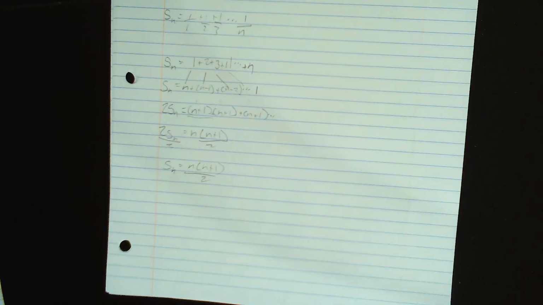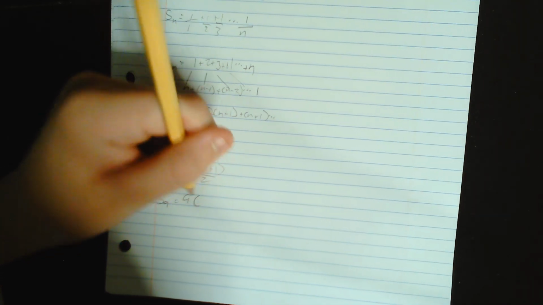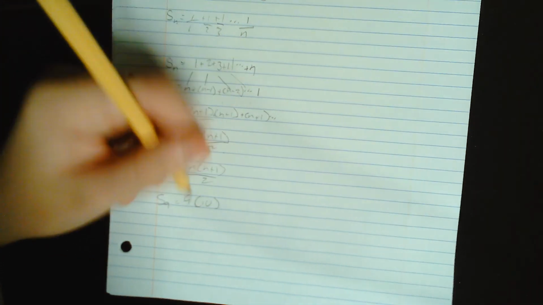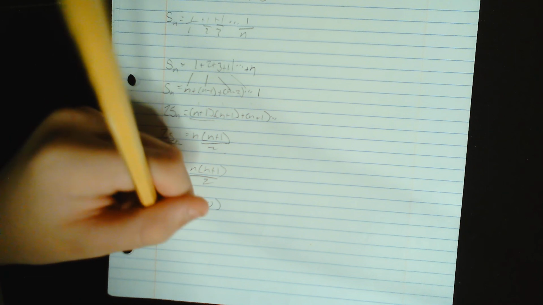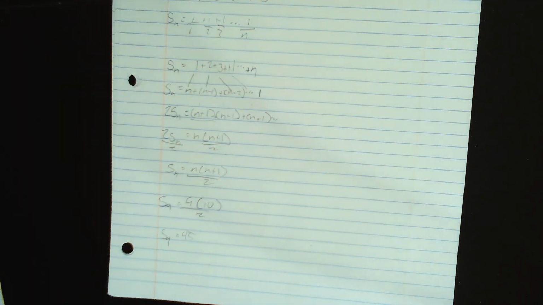Now to show the power of this, let's do it for our first sequence. We'll do S of 9. So S9 would be 9 times 10, 9 plus 1, over 2, which is 45. So S of 9 is 45. And if you want to add that up to make sure, you can go ahead and do that.